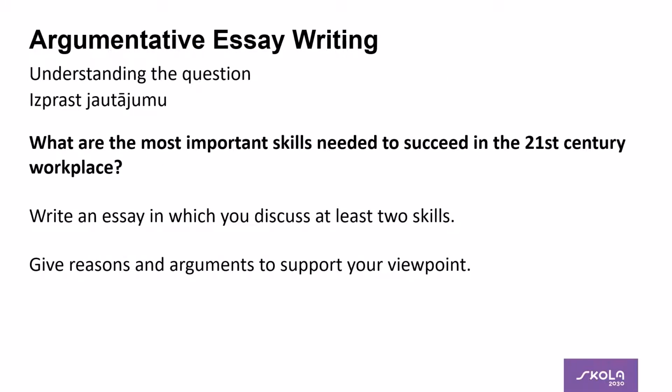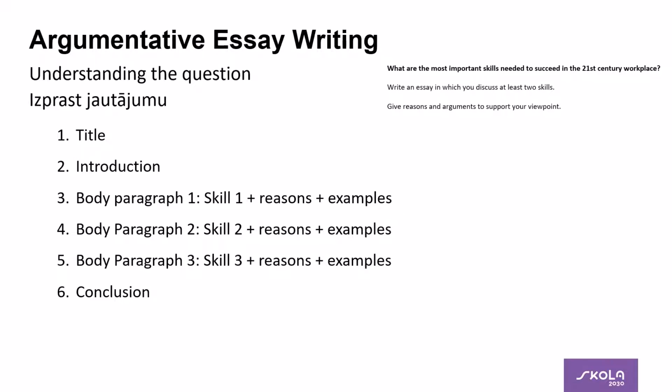Another example is, what are the most important skills needed to succeed in the 21st century workplace? Guidance is given. You need to discuss at least 2 skills. So 2 skills are the minimum, and you need to give reasons and arguments to support your viewpoint. So a structure would be this: body paragraph 1, skill 1 and reasons. Skill 2 and reasons in paragraph 2, skill 3 and reasons in body paragraph 3. If they can only think of 2 skills, there would only be 2 body paragraphs.